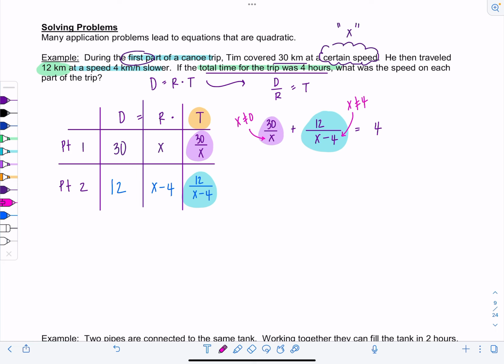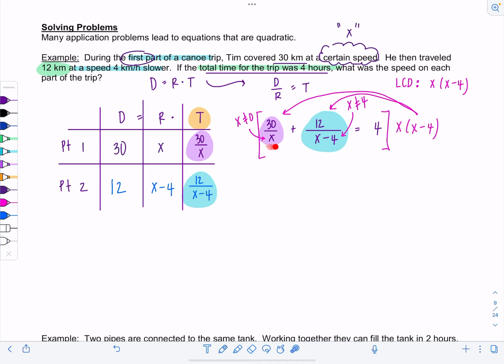Now we have to multiply the equation through by the least common denominator, least common multiple, same thing in this case. It's going to be x times x minus 4. The goal is to be fraction free. So I'm going to multiply everybody by x and x minus 4. If you need to actually write it out and distribute, go for it. I'm not going to because it's just going to make it messy, so I'm going to do it mentally.